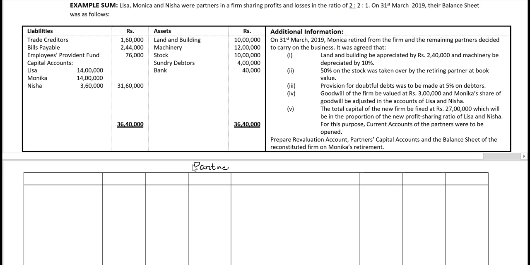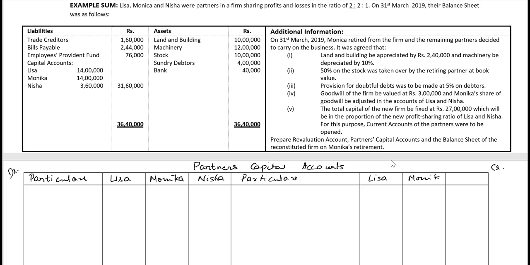Partners' capital accounts. Left side debit side and right side credit side. Particulars. Lisa, Monica, and Nisha. Again on the credit side, particulars. Lisa, Monica, and Nisha.